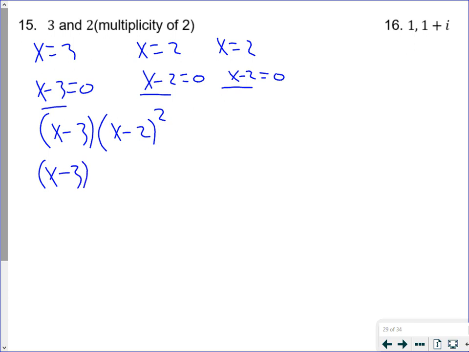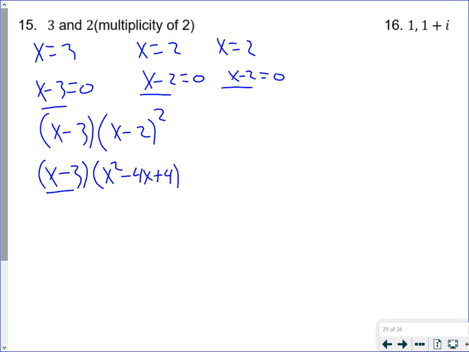You do see these relatively a lot. Rather, I shouldn't say relatively, but you do see it a lot. So it is pretty worth your time to have these memorized. So x minus 2 squared will give you x squared minus 4x plus 4.